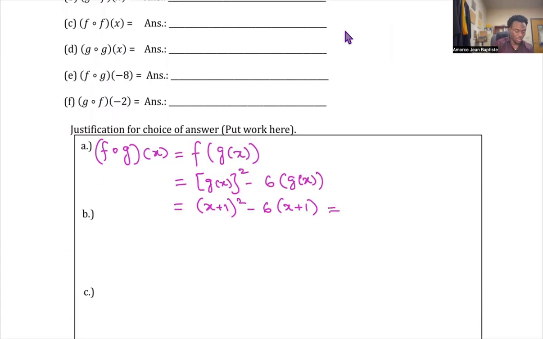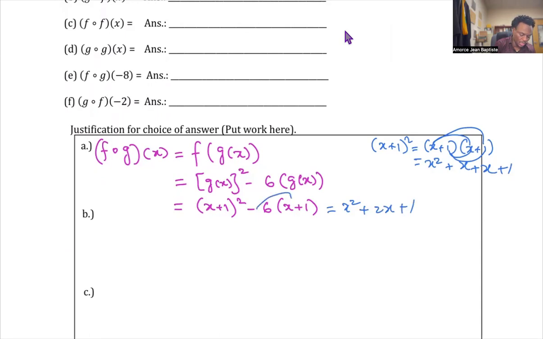To expand this, you're going to have to use FOIL for the first part. That would be x squared, FOIL, right? So that's x plus 1 squared, that is x plus 1 times x plus 1. FOIL this: x squared plus x plus another x plus 1. Combine the terms, which makes it x squared plus 2x plus 1.